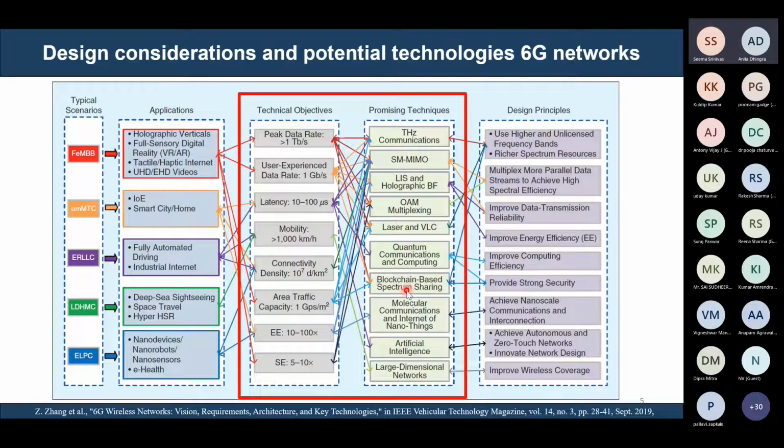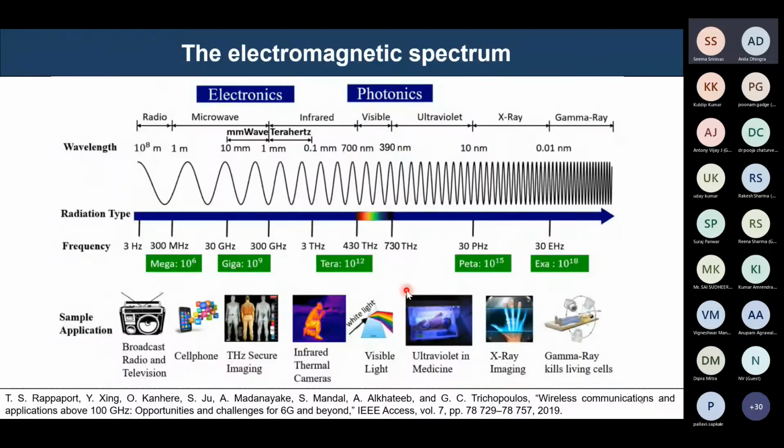Okay, so there are multiple technologies we have now. If you look at the spectrum we were using earlier in broadcast, we were looking at 3 to 300 megahertz.